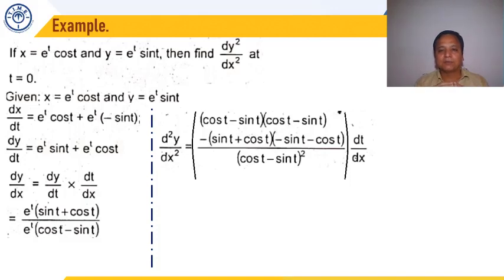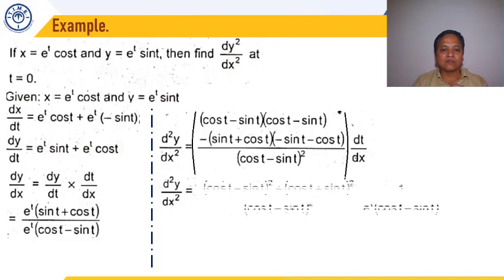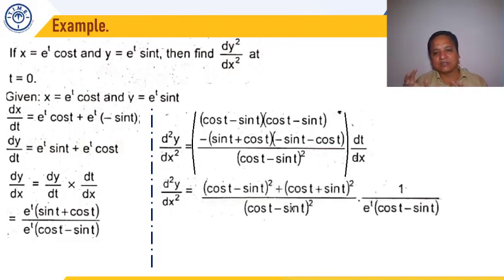Now just observe, minus sin t minus cos t, if you take the minus sign common, the second part becomes positive. It becomes (sin t plus cos t) whole square, and the first part is (cos t minus sin t) whole square. So d2y by dx square is (cos t minus sin t) whole square plus (cos t plus sin t) whole square upon (cos t minus sin t) whole square, multiplied by dt by dx, which is the reverse of dx by dt. So you substitute the value.